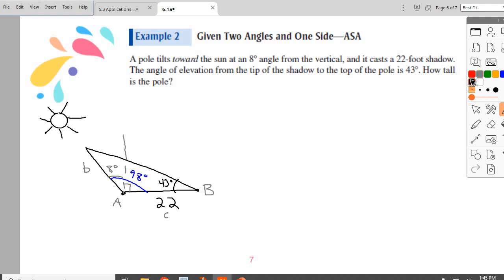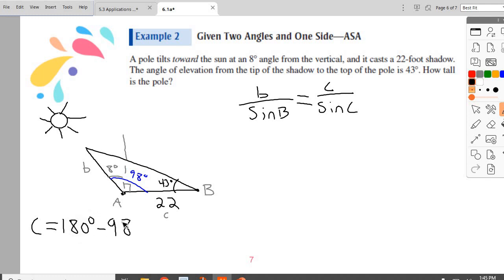So we're going to set up our equation. We have little b over sine of big B. So what's the other side that we have? Little c. So we're going to have to use our fraction that has the little c in it. But what does that mean that we are also going to need to find? Big C. But how do I find that if I know what my other two are? Subtract it from 180. So we have 180 degrees minus 98 degrees minus 43 degrees, which gives us what?